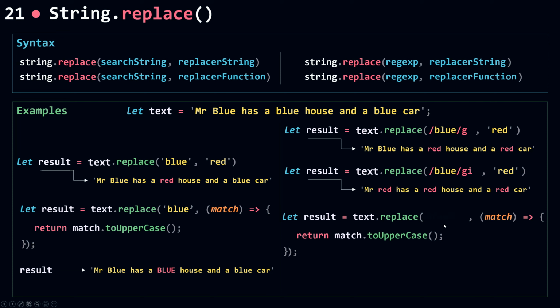Now the regular expression I'm going to use here is blue again, with the global flag and the I flag. So again, this is a match, this is also a match, and this is also a match. So all these 3 matches will now be uppercased. Well, that's it for replace.